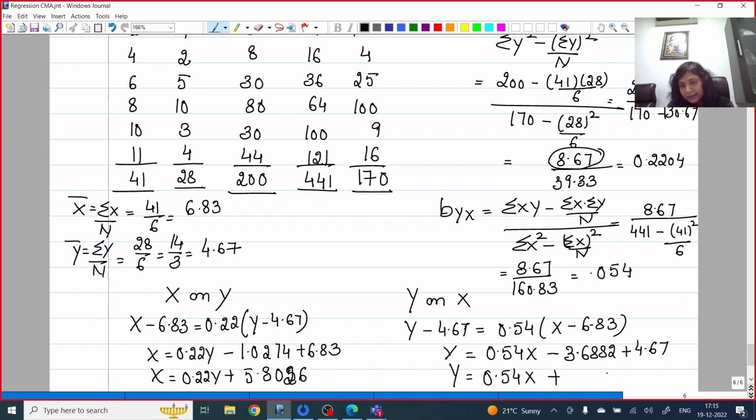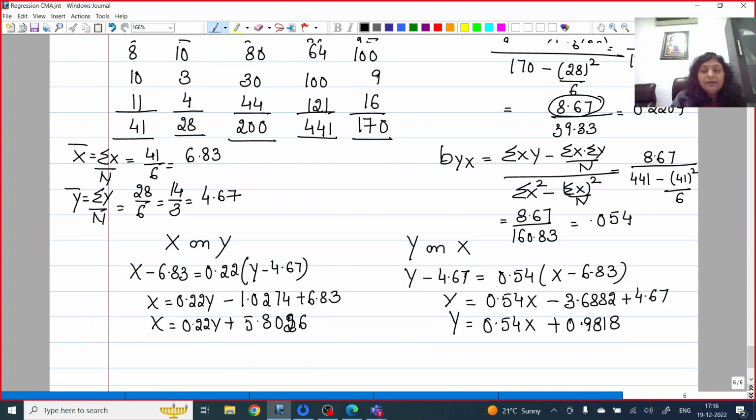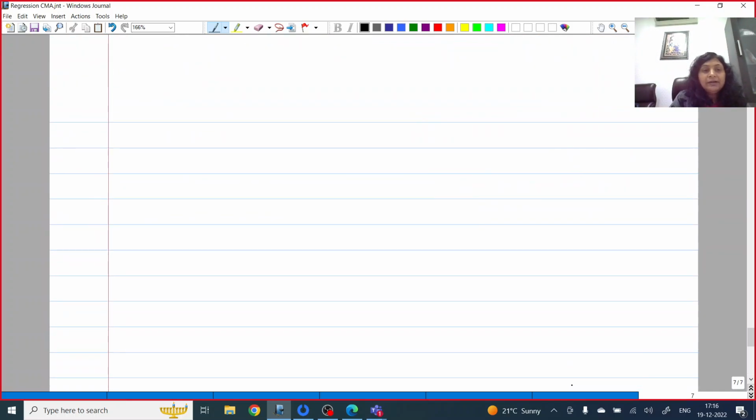this is 8, 1, 9, 10, then 16 minus 8, 8, 15 minus 6, 9. So this becomes 0.9819. So if we subtract 4.67 minus 3.6882, this becomes 0.9818. This is your second method, that is called the direct method.